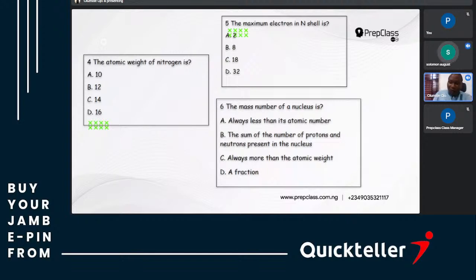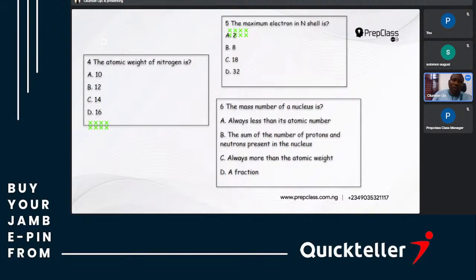So the mass number of a nucleus: A, always less than its atomic number. The sum of the number of protons and the neutrons present in the nucleus, always more than the atomic weight, a fraction. So the answer is B, the sum of the number of protons and neutrons present in the nucleus. Do you get that? Yes, very well, sir. Okay, good. Let's go to number 7, the next one.